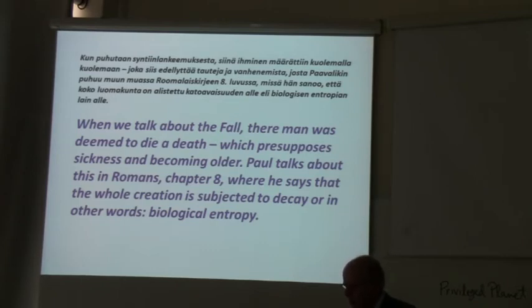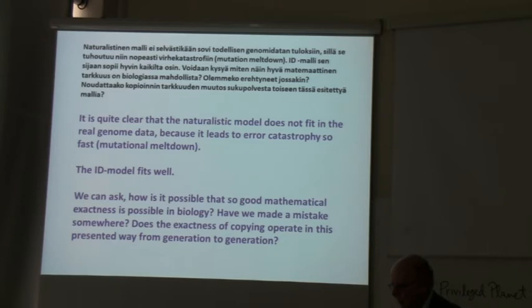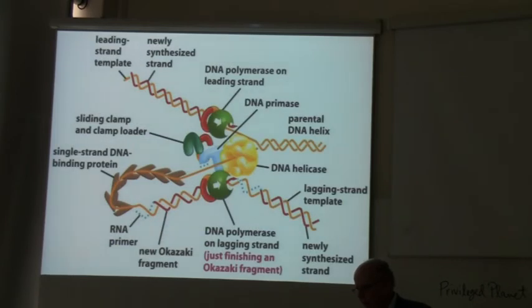Paul talks about this in Romans chapter 8, where Paul says actually there the whole creation is subjected to decay, in other words, biological entropy. This is also biblical. It is quite clear that the naturalistic model does not fit the real gene data, because it leads to error catastrophe so fast. The ID model fits well. Well, I hop over this.